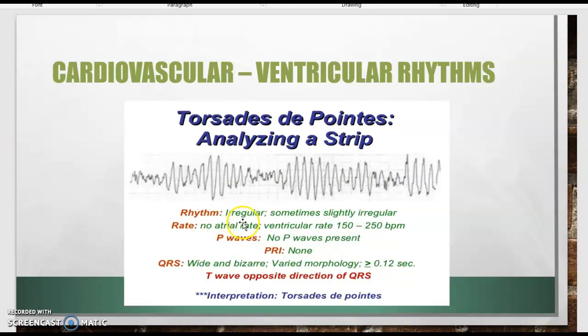I put this one in here. I just want you to see it so you can see the difference between monomorphic, polymorphic, and then the torsades de pointes. This is what that looks like. This was not on your worksheet. I just want you to be familiar. You may be familiar with it. This is related to magnesium. So a patient that has torsades de pointes, more than likely you are going to give them magnesium.